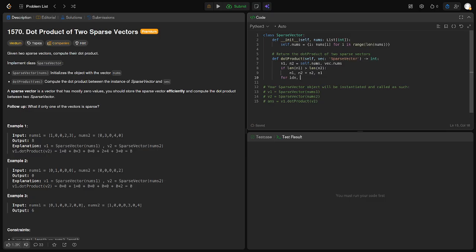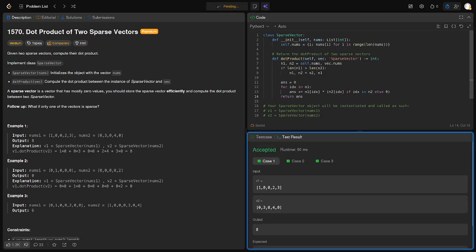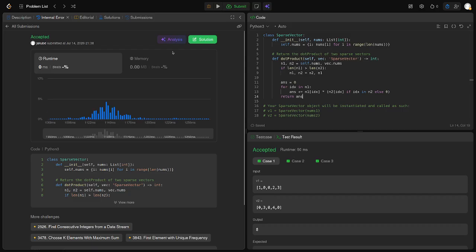And then we do index, num, we need some sort of an answer, in n1. Okay, and then we do n1 index times n2 index if index in n2 else 0. Return ans. Boom, should work and should be optimal.